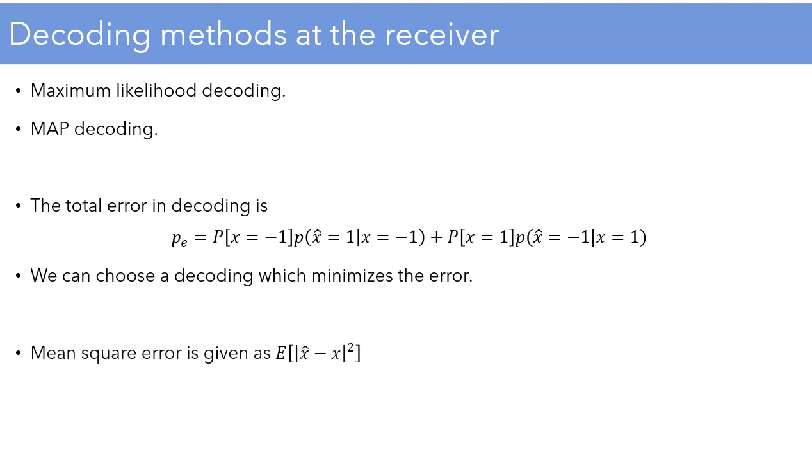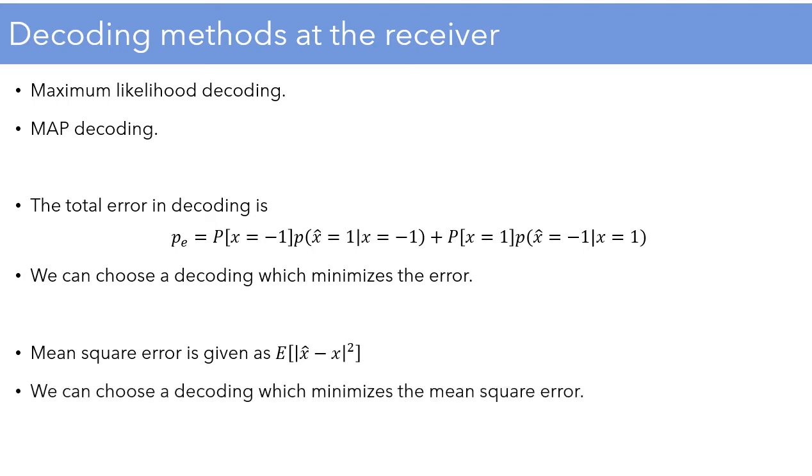Similarly, the mean square error is given by the expected value of (x hat minus x) squared. You can also choose a decoder which minimizes this error. We call that MMSE, minimum mean square error estimation, because we are trying to minimize the mean square error.